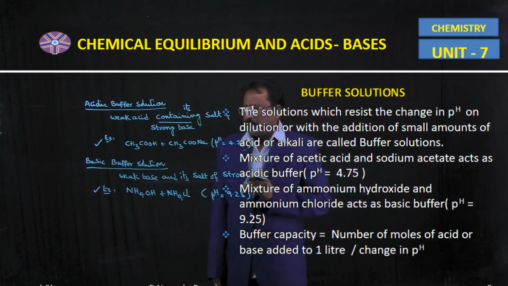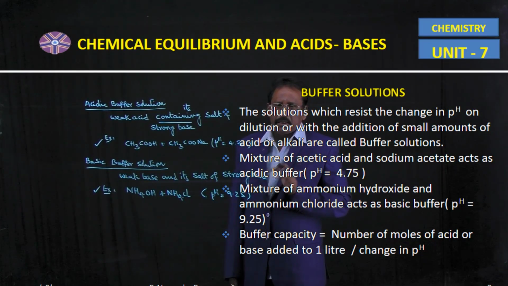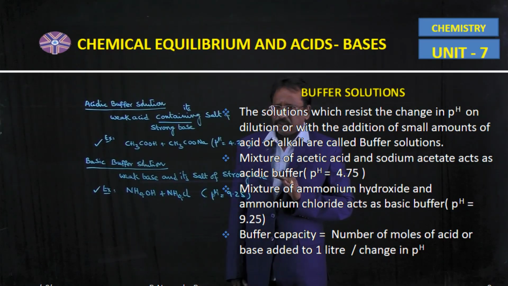Another important term used in the action of buffer solutions is buffer capacity. Buffer capacity means number of moles of an acid or base added to 1 liter of the solution divided by change in pH. Buffer capacity is more means buffer action is more. So what is buffer action? The solution which can resist the change in pH of the solution on dilution.